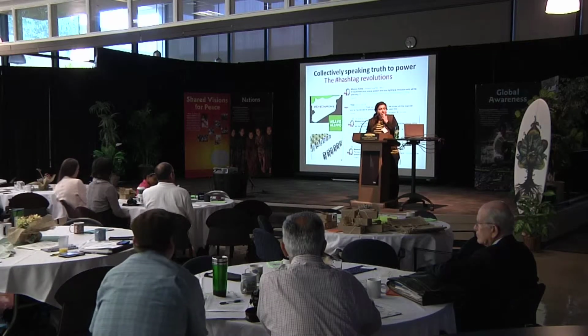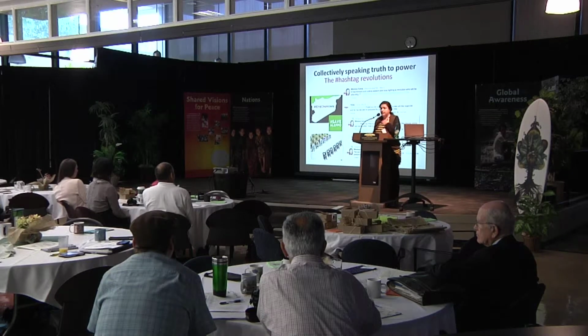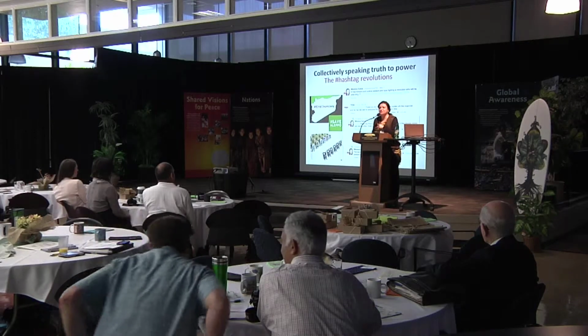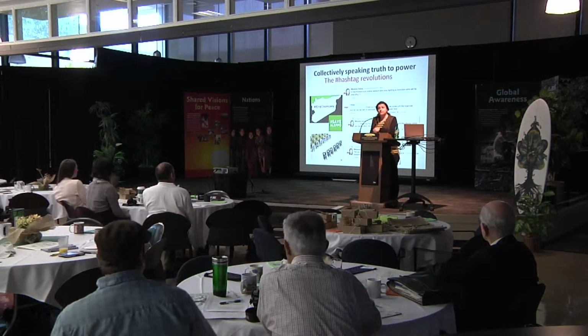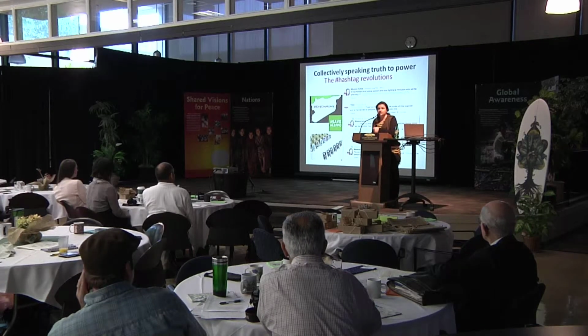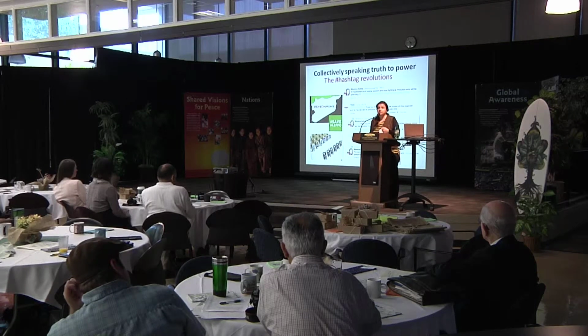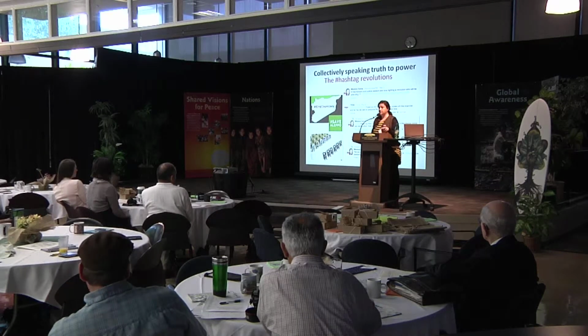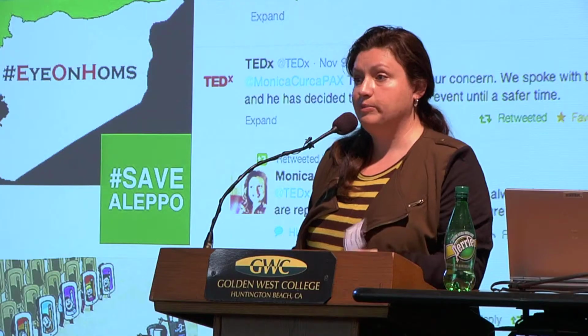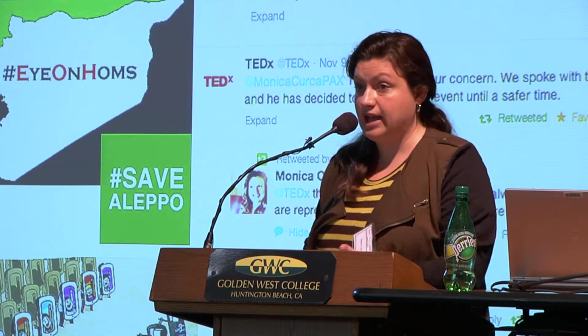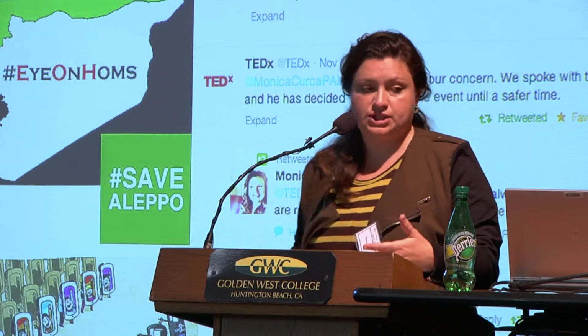Then the last one is collectively speaking truth to power. So the hashtag revolution. You talked about the movement. So this is how you make a movement online. Right now, if you want to be part of a movement to talk about atrocities, Eye on Homs is trending, and that's been for the last few days. And there's a lot of Syrian activists trying to trend that, and it's basically pointing out the siege in Homs today, where people are dying of hunger, eating grass, and having no food because there's a military siege.